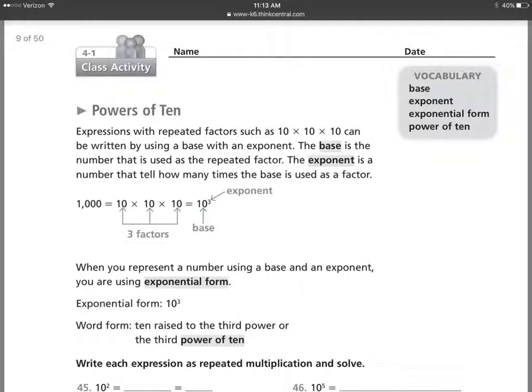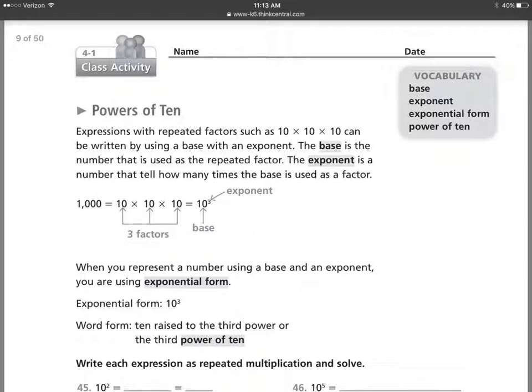So we took a multiplication problem, 10 times 10 times 10. And if you know that 10 times 10 times 10 is the same as 1 times 1 times 1, which is 1, with 1, 2, 3 zeros after it, so we know that 1,000 equals 10 times 10 times 10.